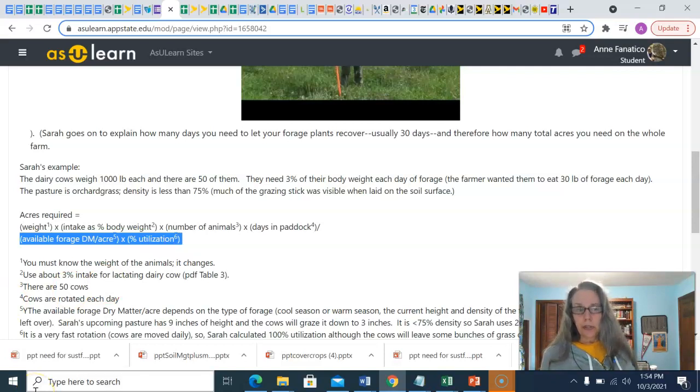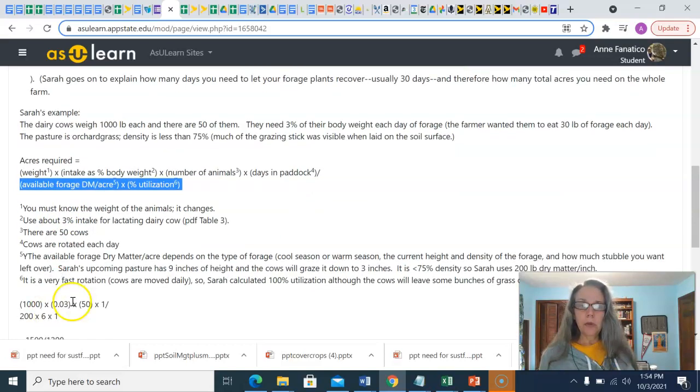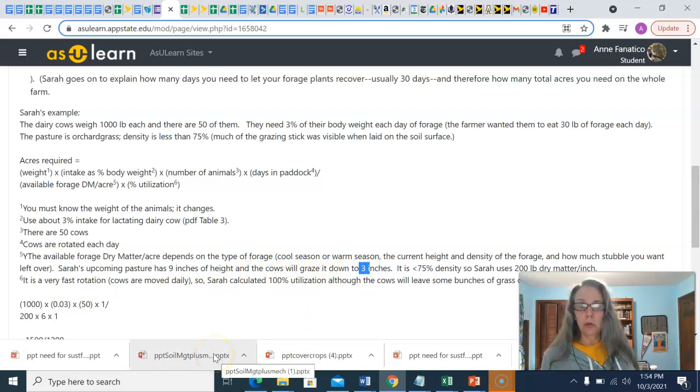You need to know what's out there. And so you need to know what the yield is. And that's when you use the grazing stick to measure how many inches are out in the pasture. And remember, you're not going to graze all of it. It's not all available, because most pastures, you don't want to graze past 3 inches, because you don't want just pure stubble or dirt. You really want the roots and the forages to be able to regrow.